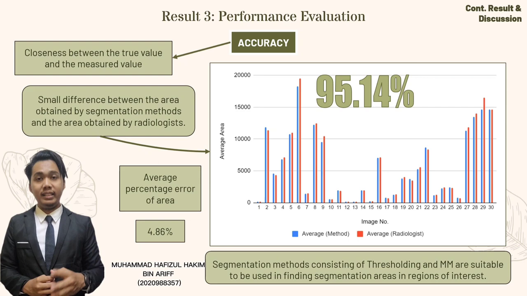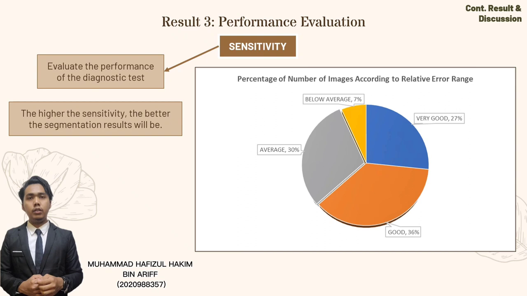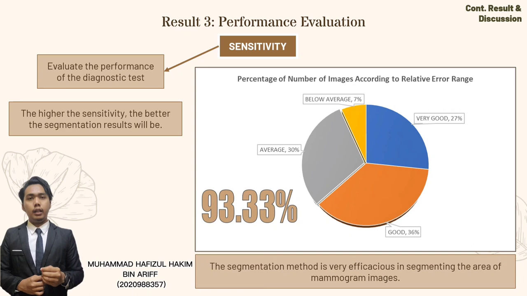Sensitivity is the performance evaluation of diagnostic tests. As we can see in the pie chart, more than half of the images have a very good result, at 37%. The higher the sensitivity, the better the segmentation result will be. The below average category only takes 7% of the pie. This makes the sensitivity higher, at 93.33%. This result shows that the segmentation method is very efficient in segmenting the area of the mammogram image. Hence, this achieves our third objective of this study.